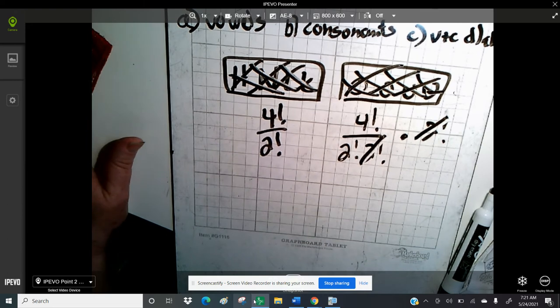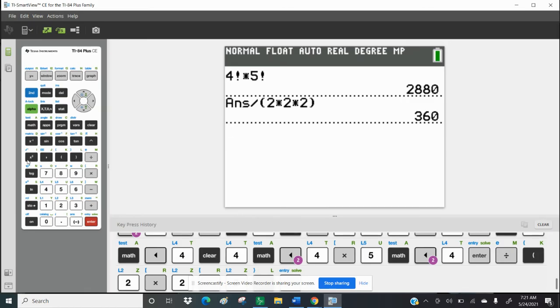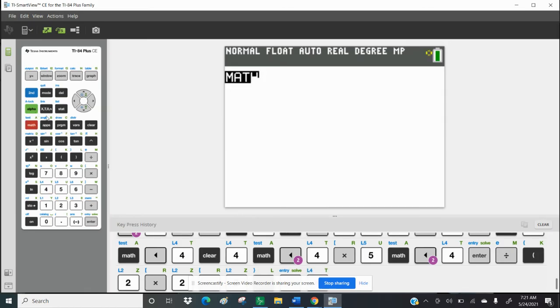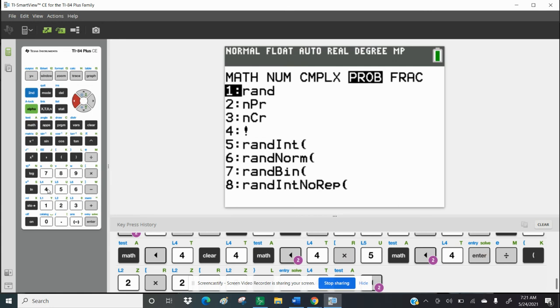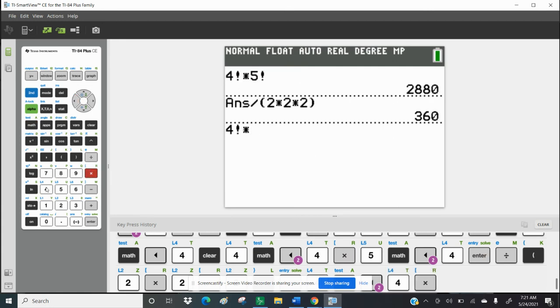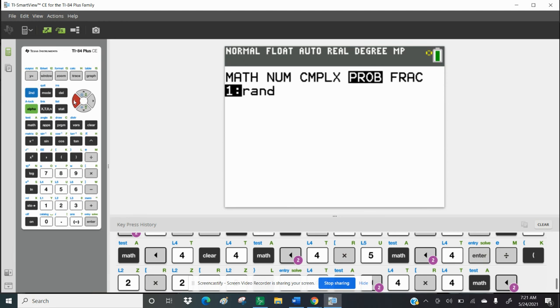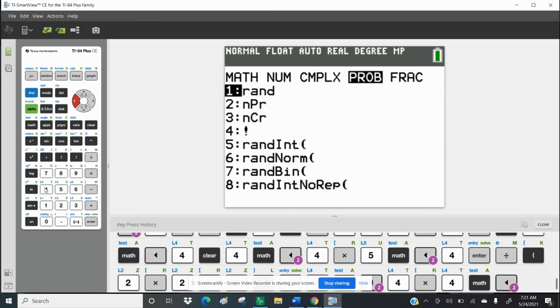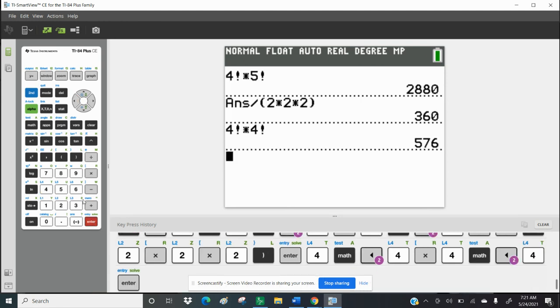So I'm going to have 4 factorial times 4 factorial times 4 factorial, and I'm going to divide that by 2 factorial, which is 4. And I'm going to get 144 ways.